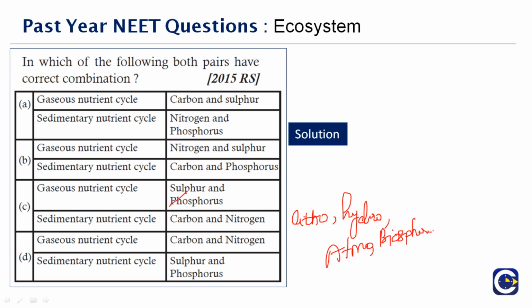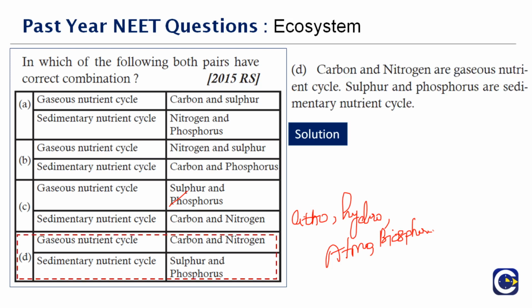Now, what is the difference between the sedimentary and gaseous cycle? Gaseous cycles are the cycles in which the main reservoir of the element is air or water, while if you take a sedimentary cycle, the main reservoir of the element is the earth's crust. So this is the main difference that you need to know, and the correct answer to this question is option D.